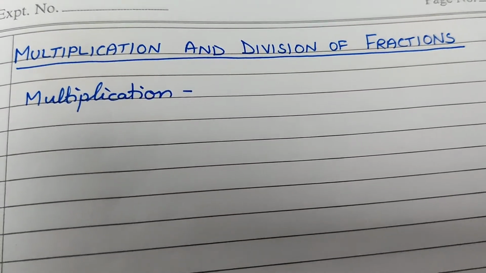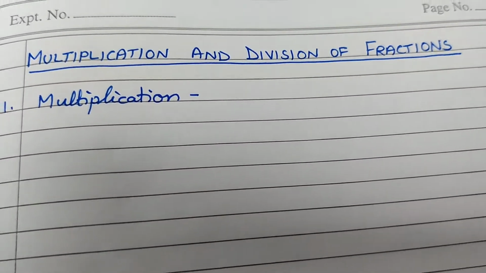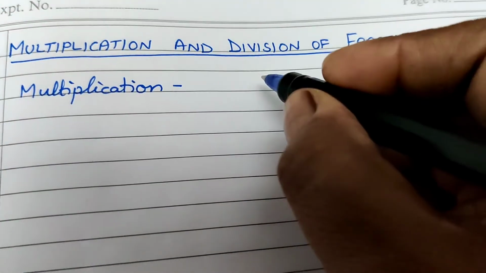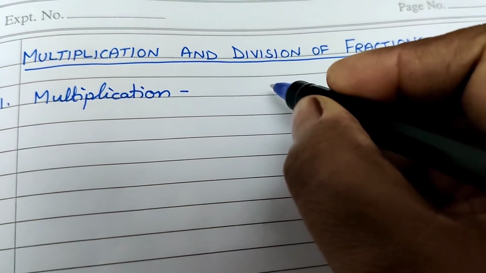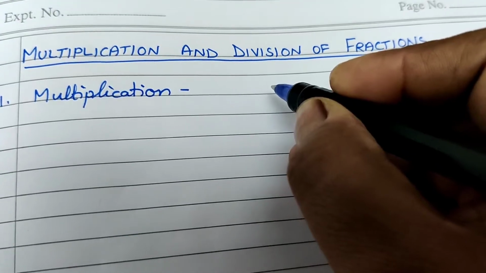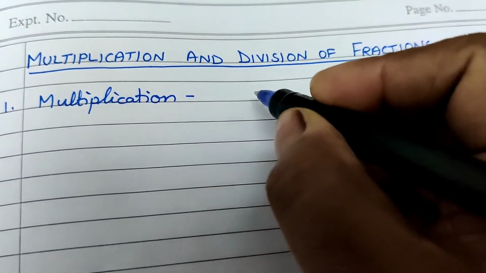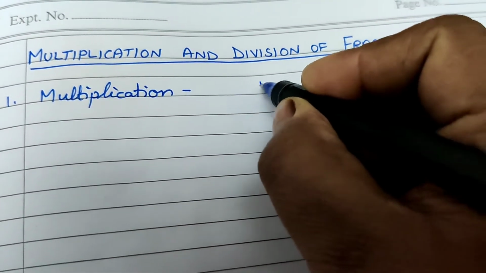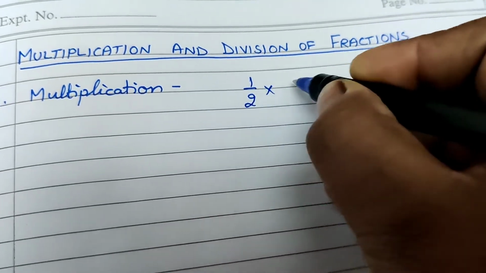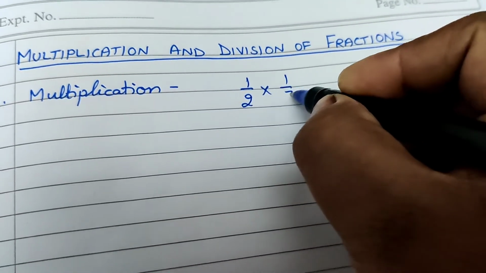Multiplication and division of fractions. Okay, just simply take the fraction. Numerator by denominator is known as the fraction. Okay, just take an example. Multiplication of two fractions. Suppose 1 by 2 into 1 by 3.